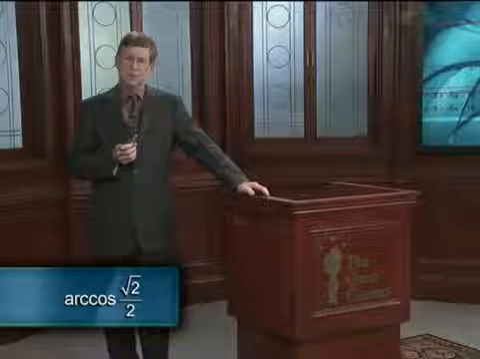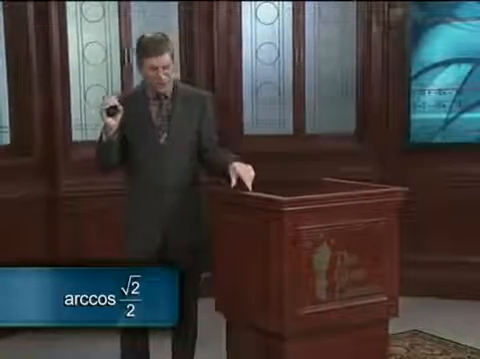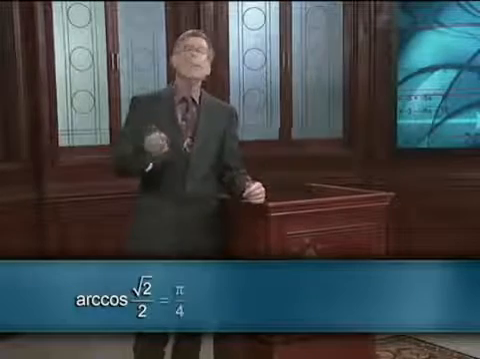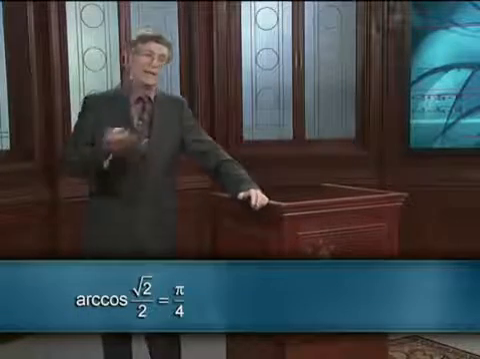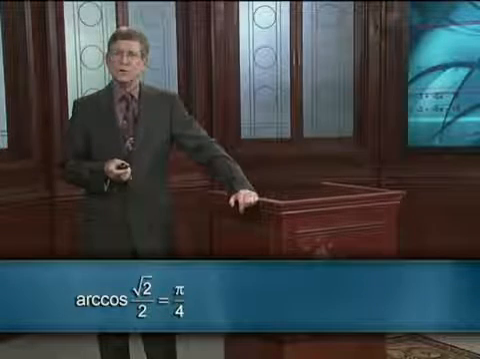Okay, let's step back and do some computations. Make sure we're comfortable with these definitions of inverse cosine and inverse tangent. What would the arc cosine of square root of 2 over 2 be? Well, we're asking the following question: can you find some angle whose cosine is square root of 2 over 2? Oh, pi over 4. Yeah, that's a 45-degree angle. That is arc cosine of square root of 2 over 2.